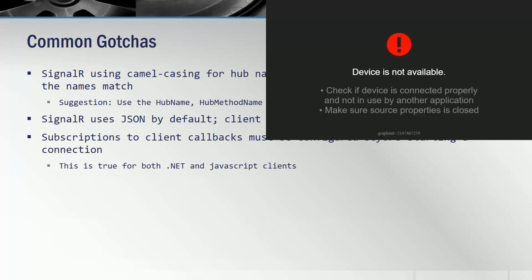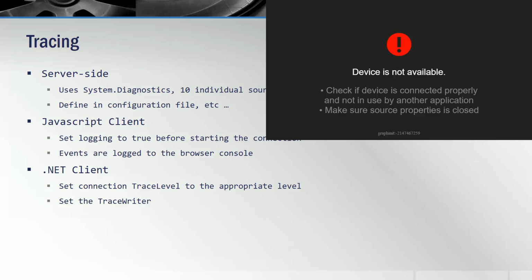Because you can't find your method if you don't register it first. And this is true for both .NET and JavaScript clients. So regardless of the client, you do need to configure your subscription callbacks before actually starting the connection.